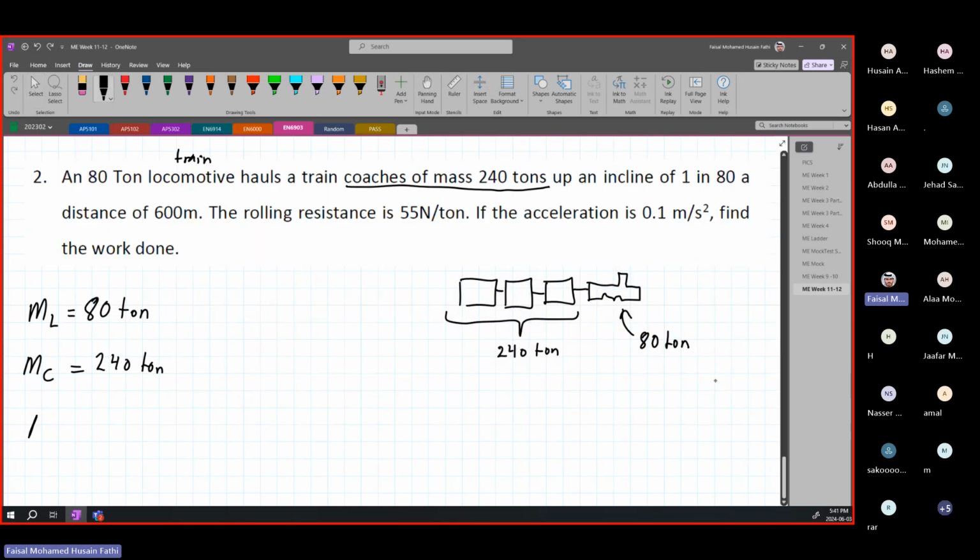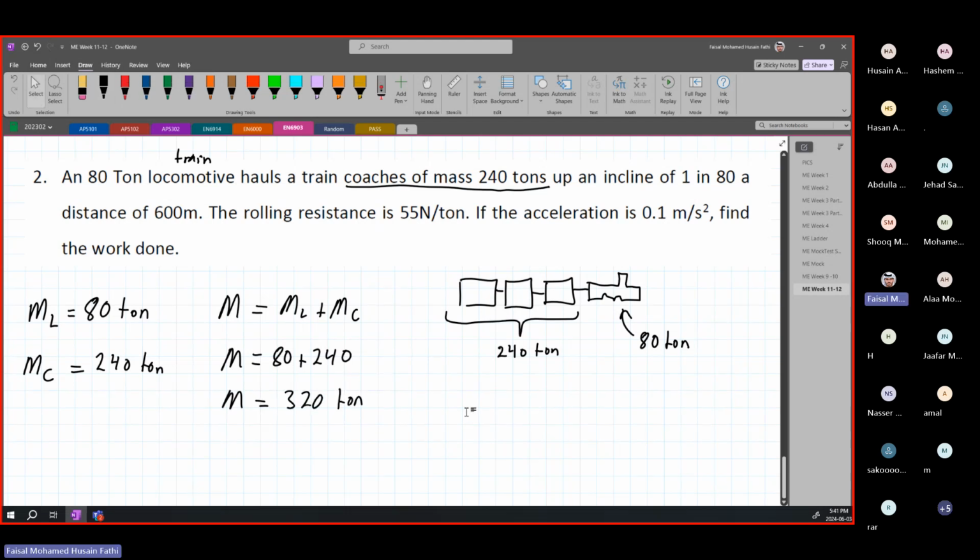So what do we do? The mass is going to be equal to ml plus mc, which is our total mass. So it's equal to 80 plus 240. M is equal to 320 tons.